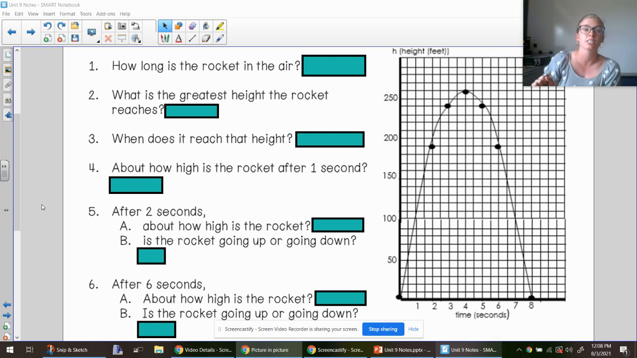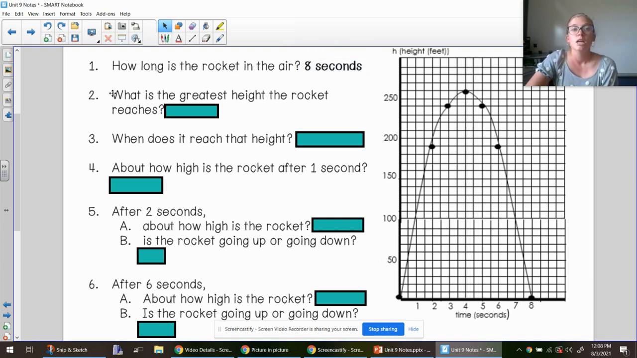First question, how long is the rocket in the air? Well, if this is where it starts on the ground and it goes up and it hits the ground again, it is in the air for 8 seconds. What is the greatest height the rocket reaches? Well, if we look at our graph, the greatest height is this vertex, and that is at 260 feet. When does it reach that height? So let's look at what time that vertex is. It is at 4 seconds.